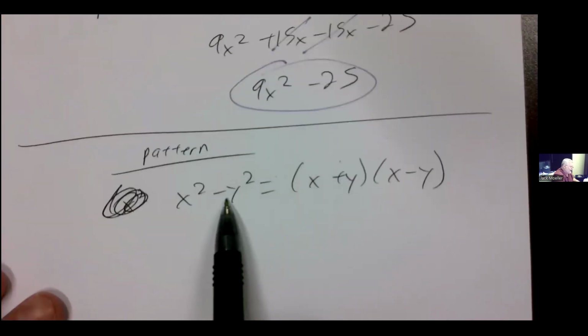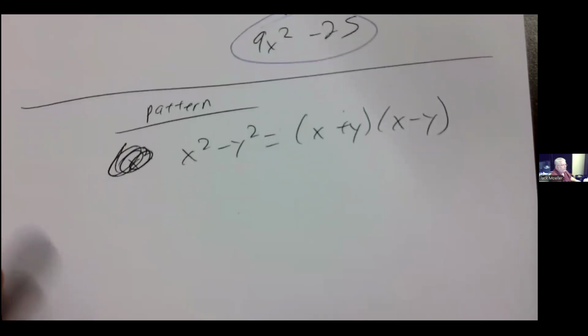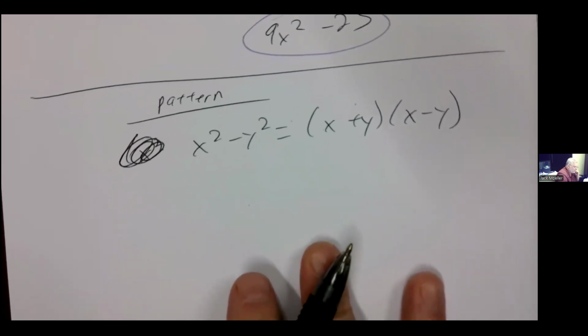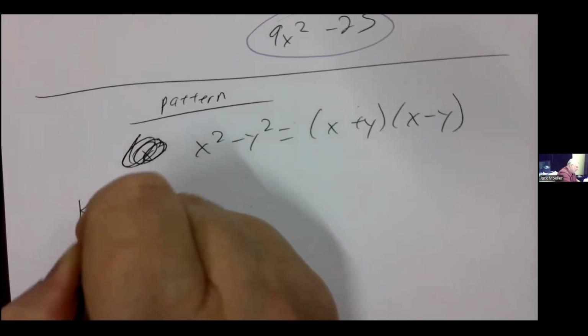So how do you get a negative result when you're multiplying? Signs have to be different. But once you do this a few times, this is a pretty straightforward pattern. So I kind of like the difference of squares factoring because it's way less messy than trinomials. But here's the key idea.